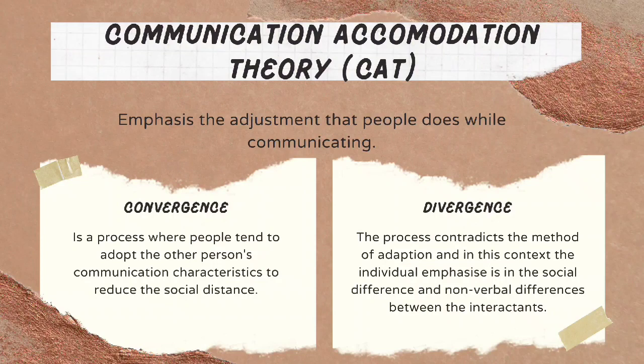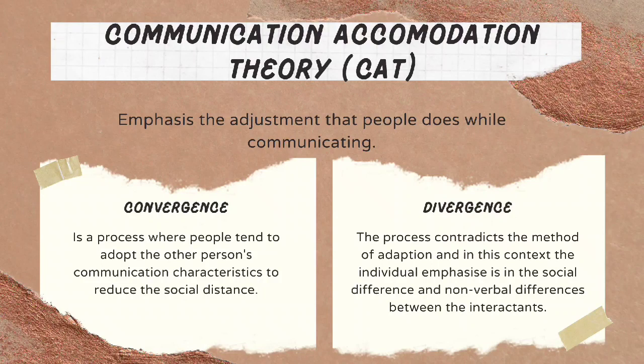Howard Giles and his associates developed communication accommodation theory, which emphasizes the adjustments that people make while communicating. It elaborates the human tendency to adjust their behaviors while interacting. The factors that lead to accommodation activity are adjustments which can be through verbal communication or through gestures. There are two types of accommodation process explained in this theory, the convergence and the divergence.